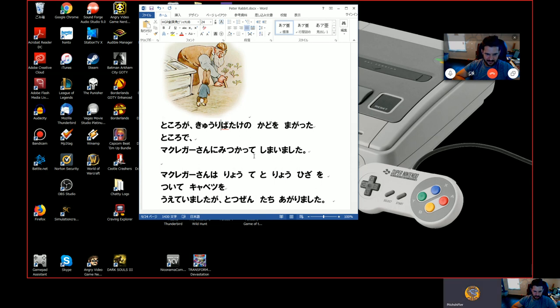Magatta means turned. So Peter turned the corner of a cucumber patch. That's right. Magatte. Sono kado magatte kudasai. If you want to tell someone to turn the corner, sono kado magatte kudasai, right? Yes. Okay. Wakarimashita.